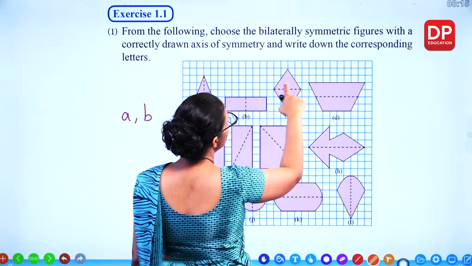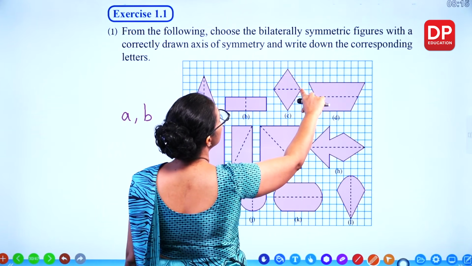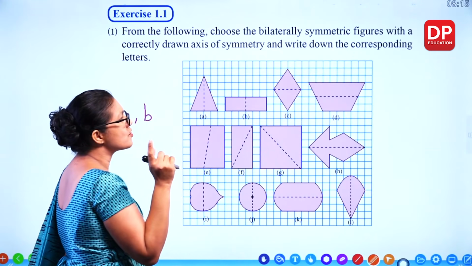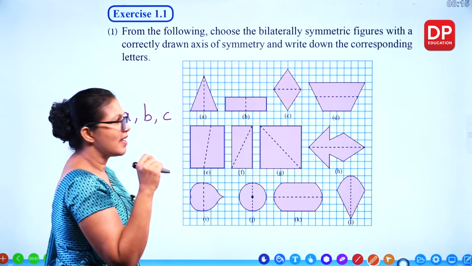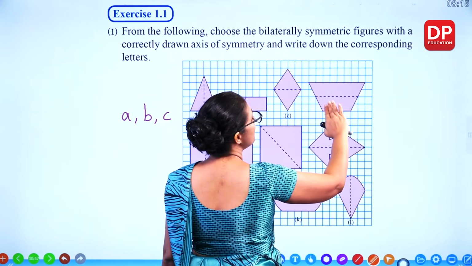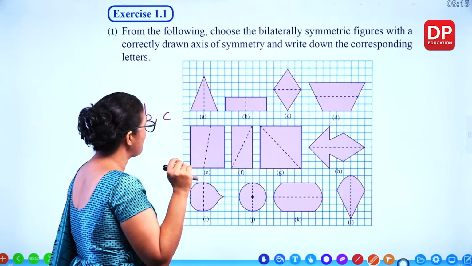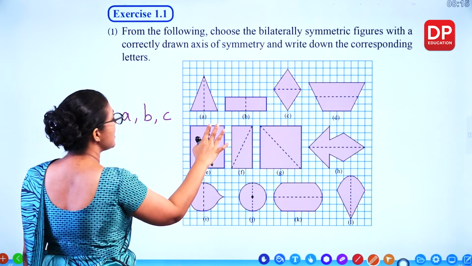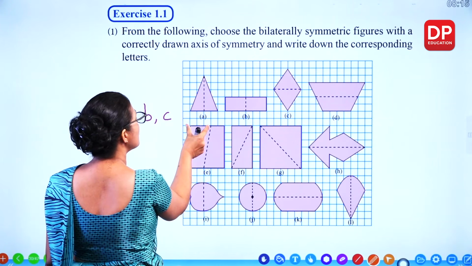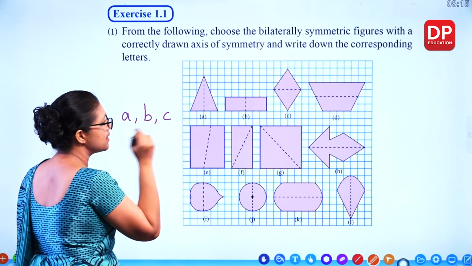Here, this one, see how many squares this way? 3. This is 3. So C also correct. D, you can see this part is not the same as this one. E, this is not the same as this side. So this side is bigger than that.